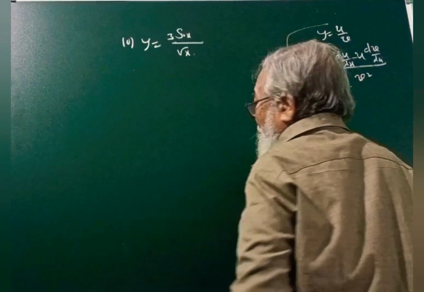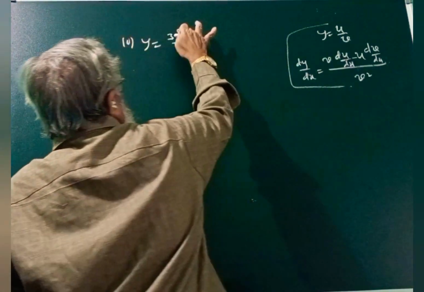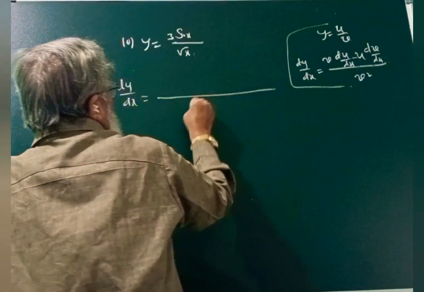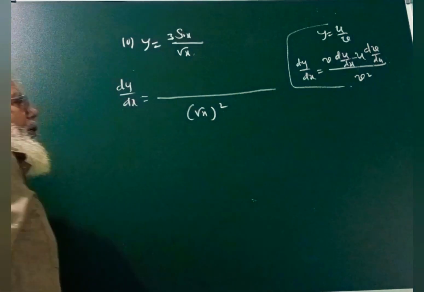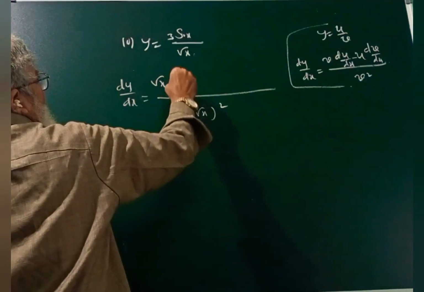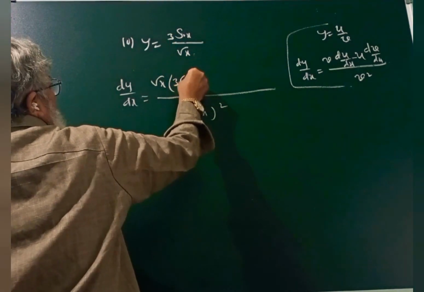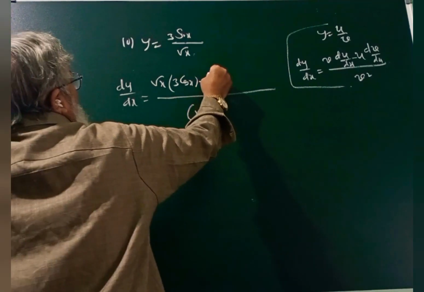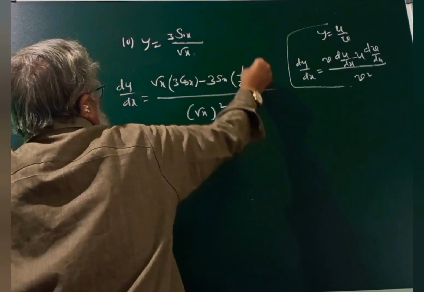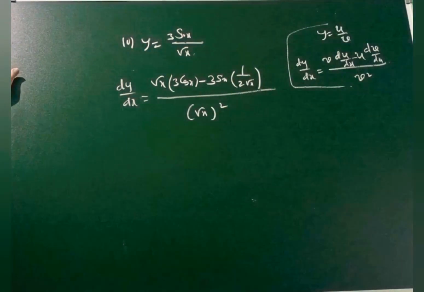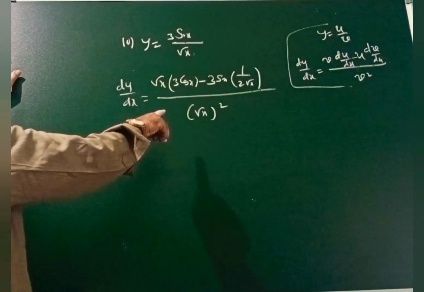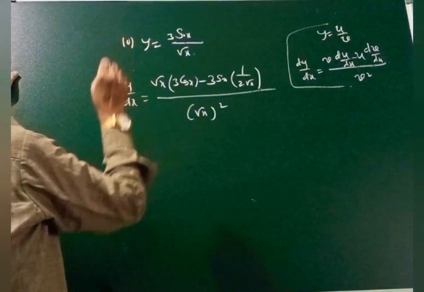Look here, the same rule we apply here. This is our u, this is our v. dy by dx, we write down, root x whole square, v square in the denominator. In the numerator, v as it is, differentiation of u, 3 cos x, minus u as it is, 3 sin x as it is, differentiation of v, that is root x, that is 1 by 2 root x. After simplification, whatever value we get, we have to simplify and write down the answer. We are dealing only with the application of this quotient rule.